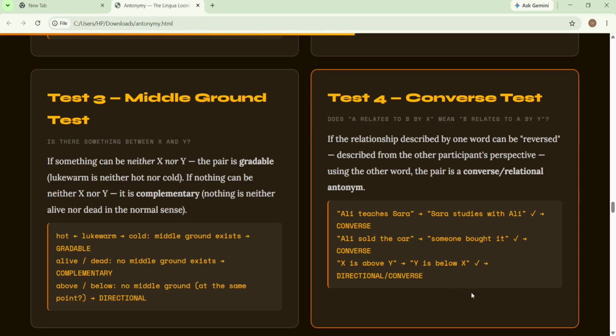Then the fourth test, which is the converse test. If a relationship described by one word can be reversed, described from the other participant's perspective using the other word, the pair is converse. Ali teaches Sarah. Sarah studies with Ali. Well, if you swap, the meaning stays the same. So it is converse. Ali sold the car. Someone bought it. It is also converse. Then X is above Y, Y is below X. So it is directional converse.